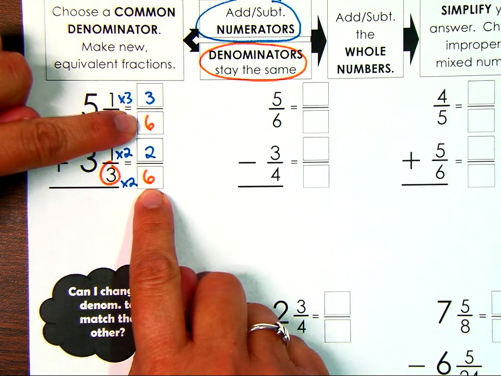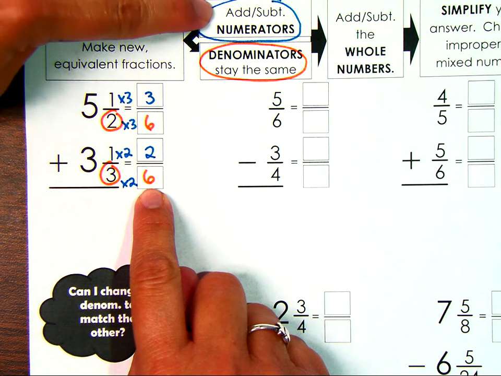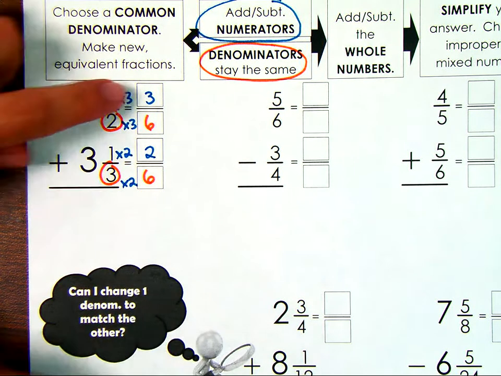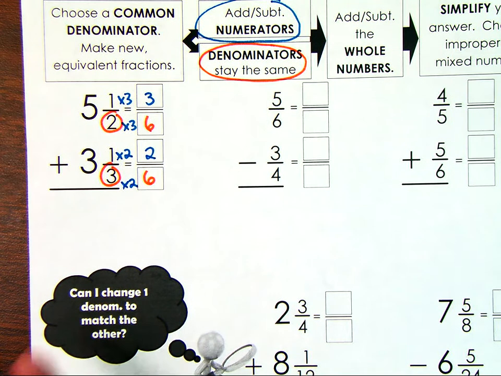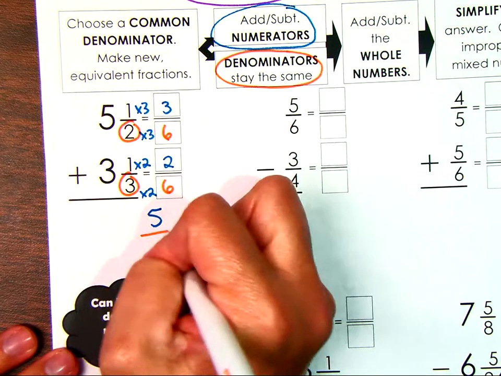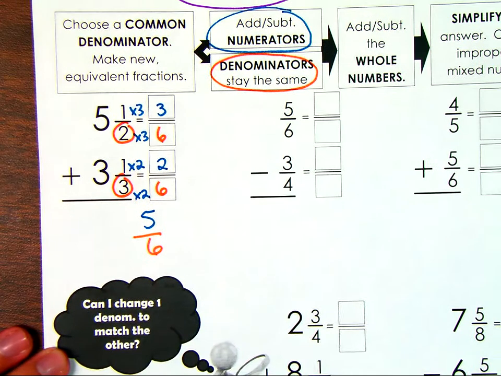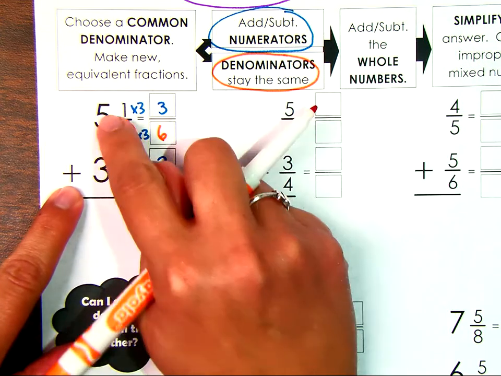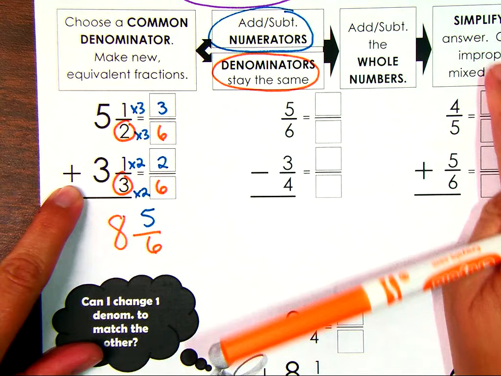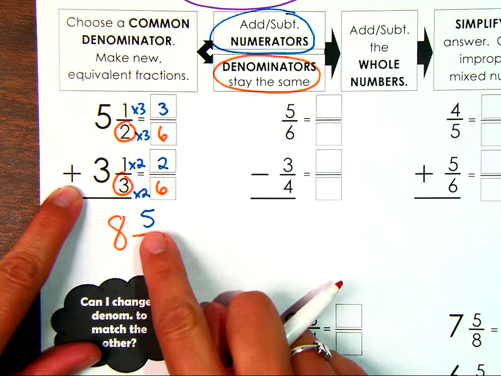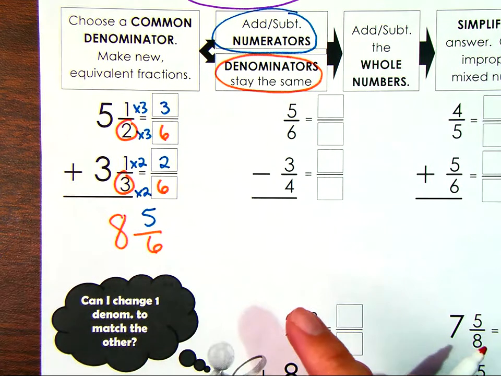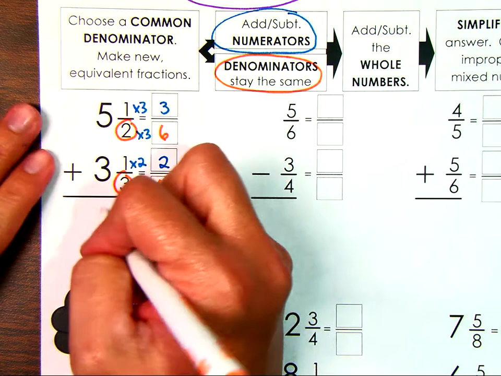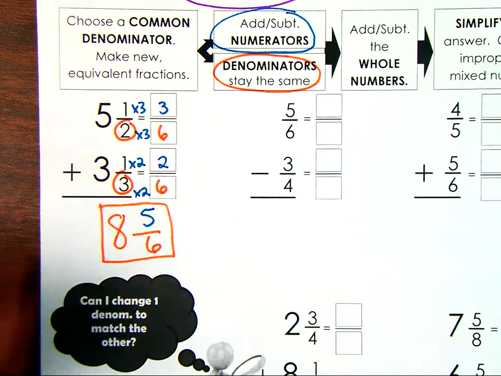I made equivalent fractions. Now I'm going to add or subtract the numerators. So 3 plus 2 gives me 5. I'm going to keep my denominator the same, so it's 5 sixths. And then add or subtract my whole numbers, just depending on the operation they give me. 5 plus 3 is 8. Simplify if needed. Well, 5 and 6 cannot be divided by anything else other than 1. So that was nice. It's already simplified for us.